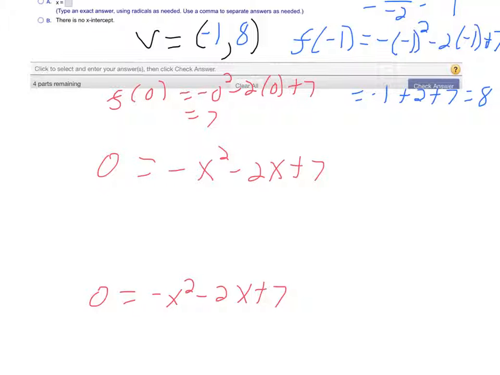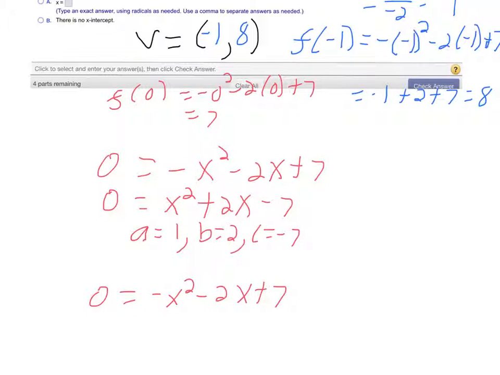What I do first of all is change all the signs, or multiply it by negative 1. I don't like my leading coefficient to be negative. Now, this equation doesn't look like it factors readily, so you have to use the quadratic formula. This video is getting a bit long, so I don't think I'll finish it. A is 1, B is 2, and C is negative 7.